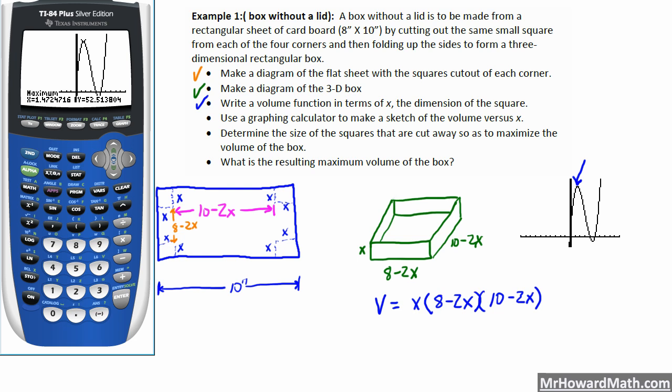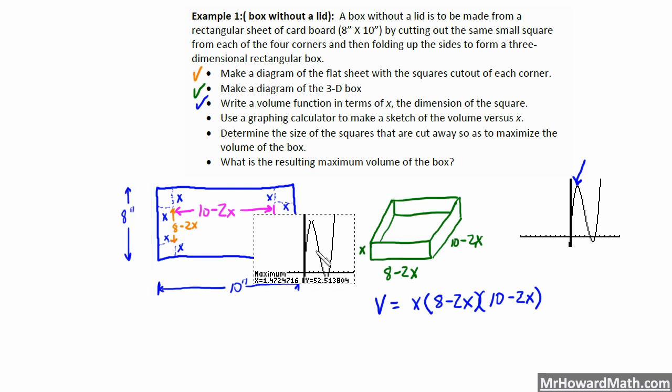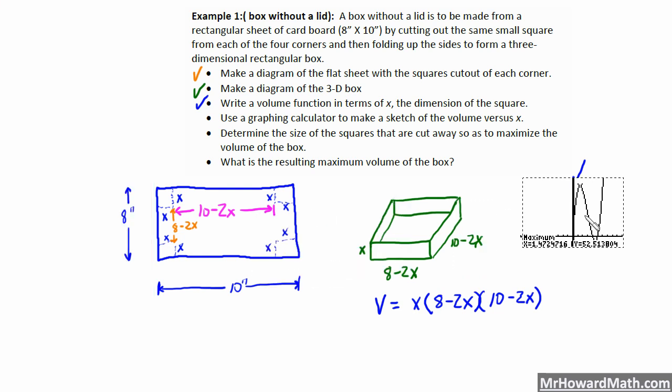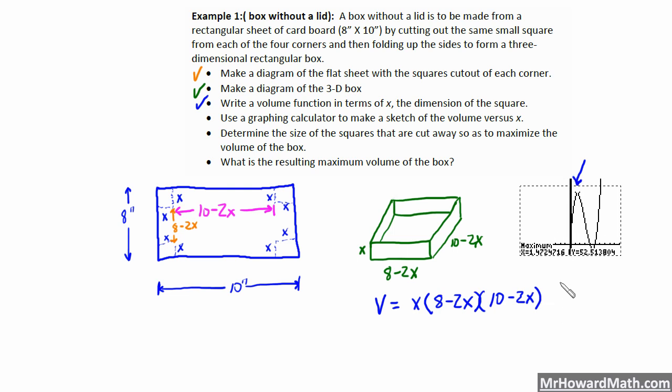So I actually bring that over and replace this picture. All right, so just put that right there like that. And we've got our maximum value here. All right, so that's going to be important here in a minute. It says use a graphing calculator to make a sketch, determine the size of the squares that are cut away so as to maximize the volume of the box, and what is the resulting maximum. So we have actually figured all of that out by finding that maximum.